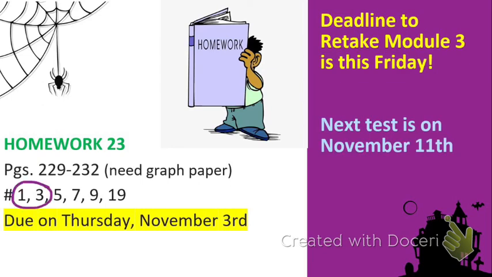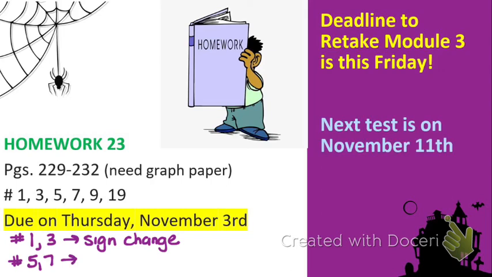you're looking for a sign change. For numbers 1 and 3, you're looking for your sign change, because a sign change tells us where we have a 0. So I want you to look at example 1. But for numbers 5 and 7, you want to see where does it change from increase to decrease, or decrease to increase. And those are the 4 questions that you should be working on now.